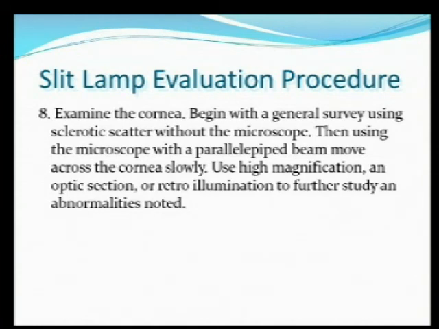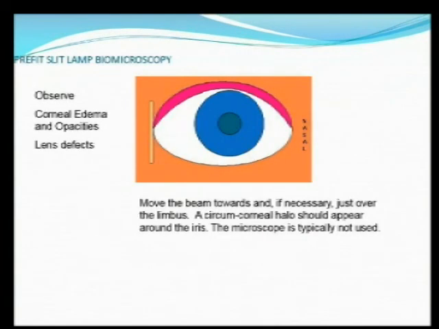As I mentioned a few minutes ago, the illumination that I like to use for pre-fit evaluation is sclerotic scatter. And with that, we don't really need to use the microscope. We just use a moderate width beam, coming in at about a 45, bring it over until it hits the temporal limbus, and when we get it set up properly, we will see a circumcorneal halo or glow all the way around the cornea. And at that point in time, we're just going to lean in and look if there's any corneal edema or opacities. If they're wearing a contact lens, we'll also be able to see some lens deposits or defects.